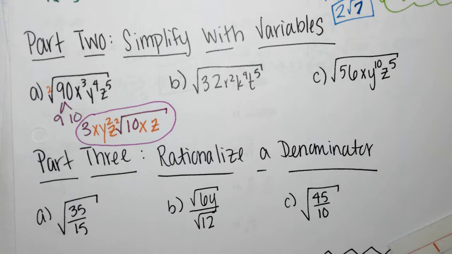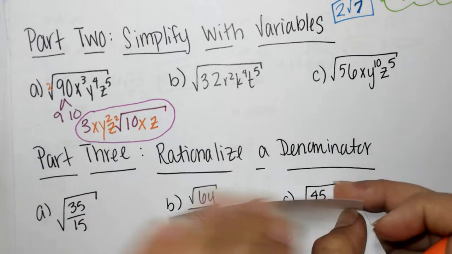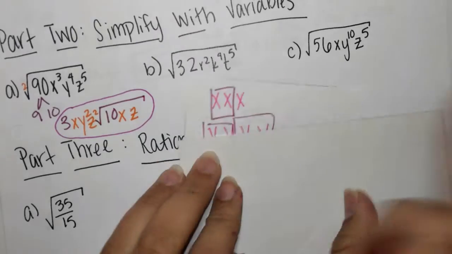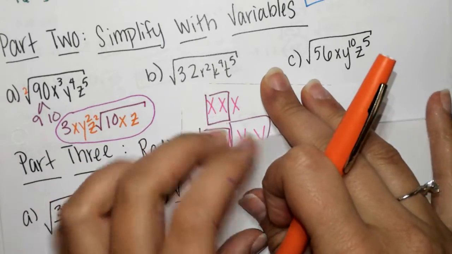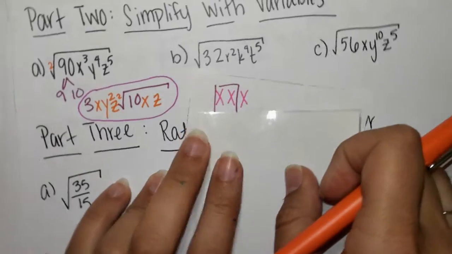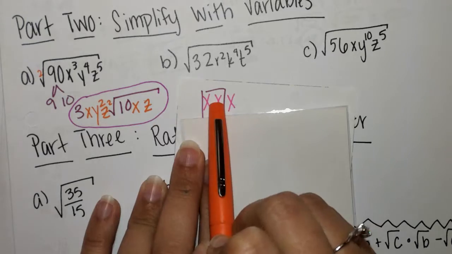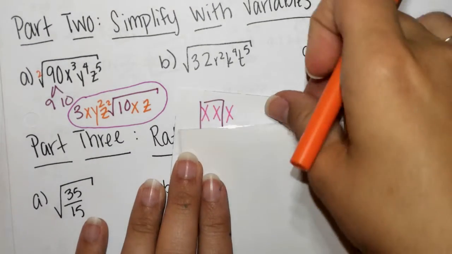Can you explain how you got the X separated? I can. Remember, it's the square root, right? So I have 3 x's, which means I need a set of 2. 3 x's and then a set of 2. So how many sets of 2 do I have? 1, with 1 left over. Then I look at my y's.